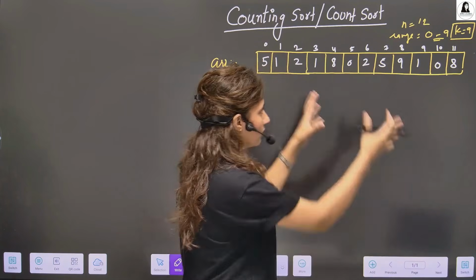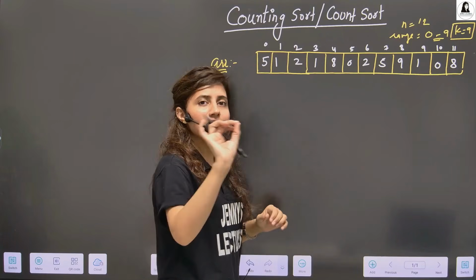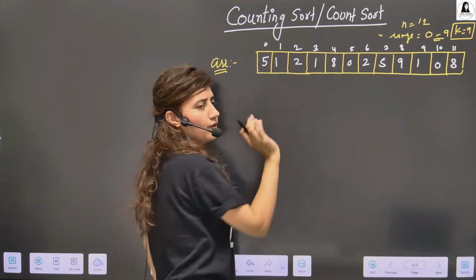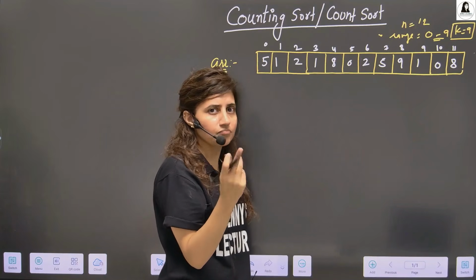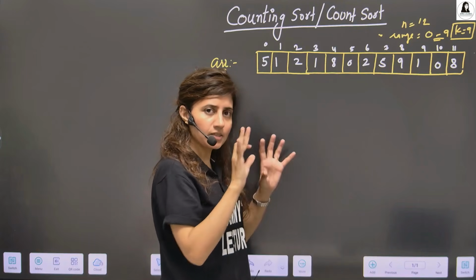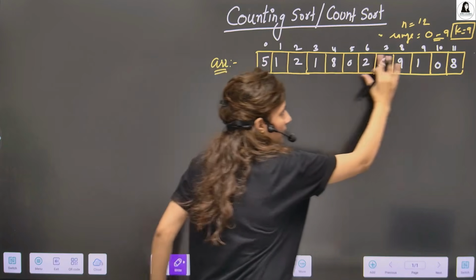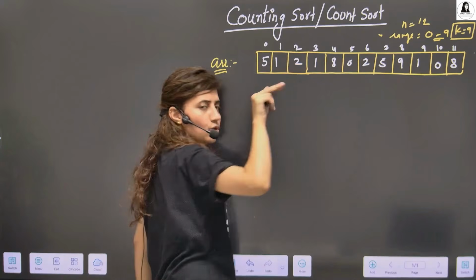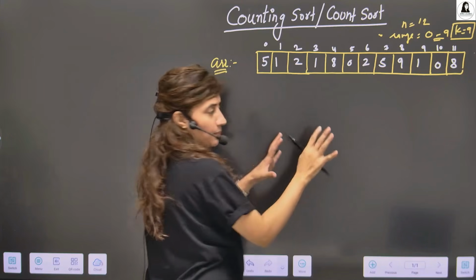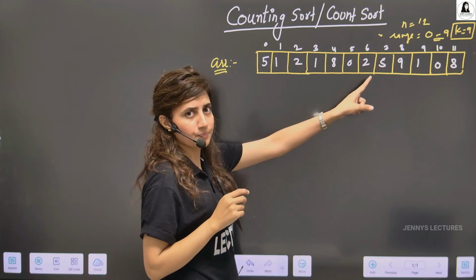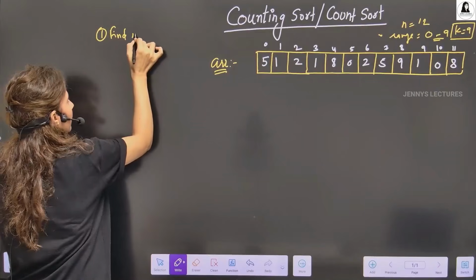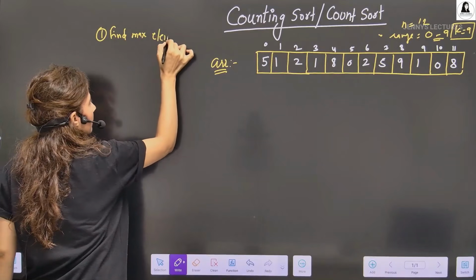But first, let's understand the actual process of count sort. Suppose in the question the range is not given, it's okay. Whatever the given array, you can find the maximum element from that array. The process is not that tough, we'll see that also, don't worry. Somehow we will find the maximum number from this array. Maximum is 9, so range is 0 to 9. First step is this: find the maximum element, if the range is not given, from the given array.